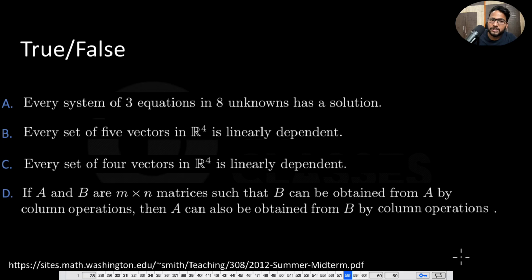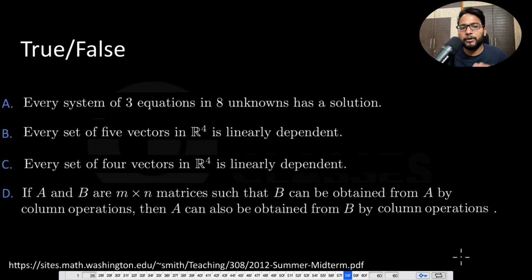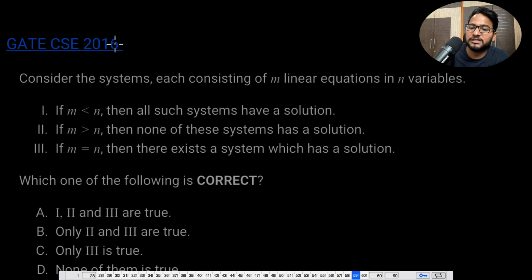So now let's just do one thing. Let's solve this question as homework. I will solve this in the next video, but I want you to try this question. And also I want you to try this GATE PYQ. So just try these 2 questions before the next video and let me know the answers in the comments.